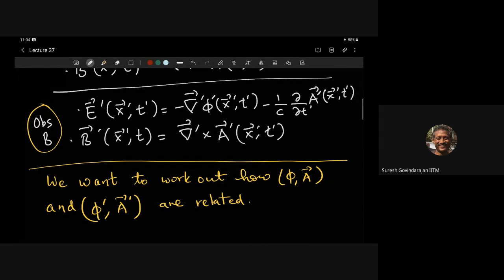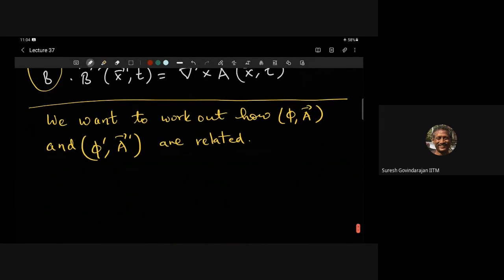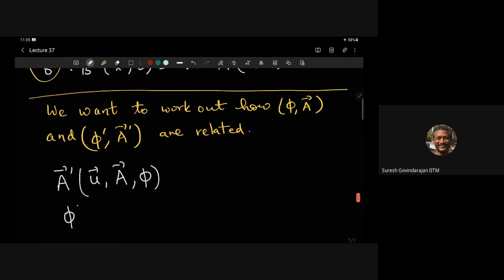Again we can use methods similar to what we had before and keep only one coefficient. We want to write A prime as a function of u, with c of course there as a constant, and A and phi, and that's it. Similarly, we want to write phi prime as a function of u, A, and phi. This is just a guess, and again we can use some facts.